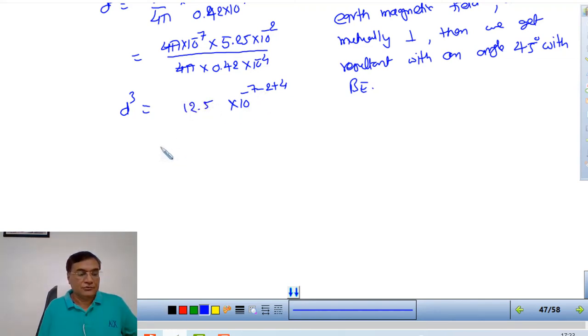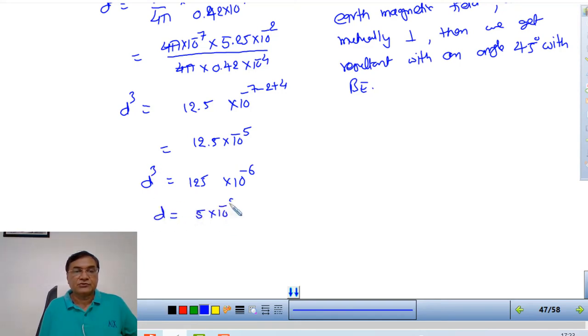So this is 12.5 into 10 raised to minus 5. I want to take the cube root, so I convert this number so I can divide by 3. I write it as minus 6, which makes the value smaller, so I have to make the larger value 125. If you take the cube root, it comes out as 5 into 10 raised to minus 2, that is 5 centimeter. Yes, 5 centimeter.